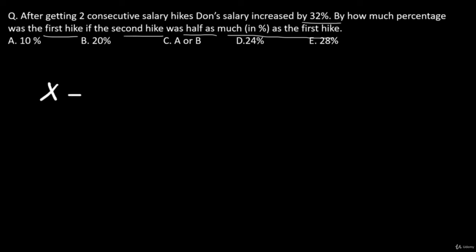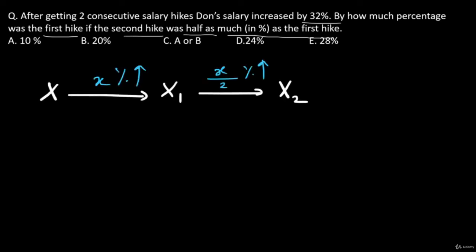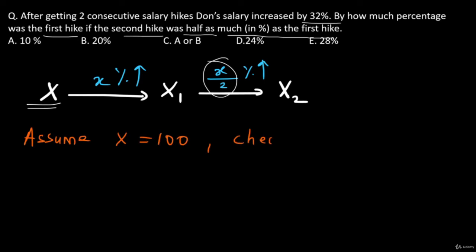Now in this case, Don is getting 2 consecutive salary hikes, right? So he's going from X to X1 to X2, and it's mentioned that the second hike is half as much as the first hike. Alright, now in this question, we'll discuss 2 methods with which you can solve this. The first method is using the options, which is the best method to solve this question. Now let's assume that the initial salary was 100, and then we'll check the options.